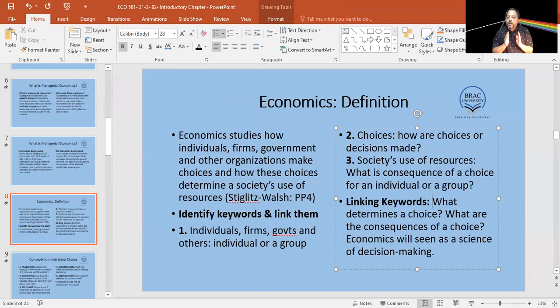Therefore, we are looking at economics as a science of decision making. We are not interested in economics as if economics is studying the budget of Bangladesh, as if economics is studying inflation, unemployment, GDP, etc. We are looking at economics as a science of decision making. So we ask just two simple questions. What determines a choice, i.e., what factors determine a choice? What may be the probable consequences of a choice?